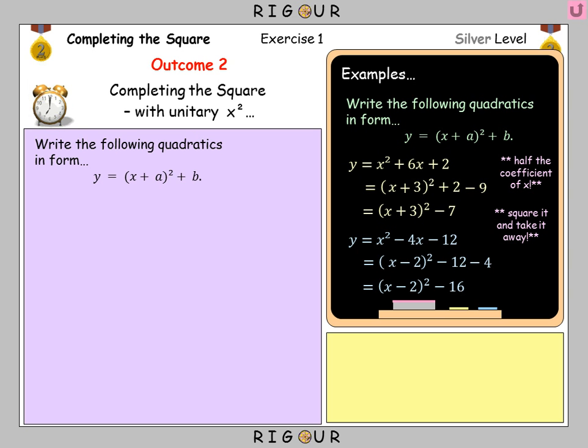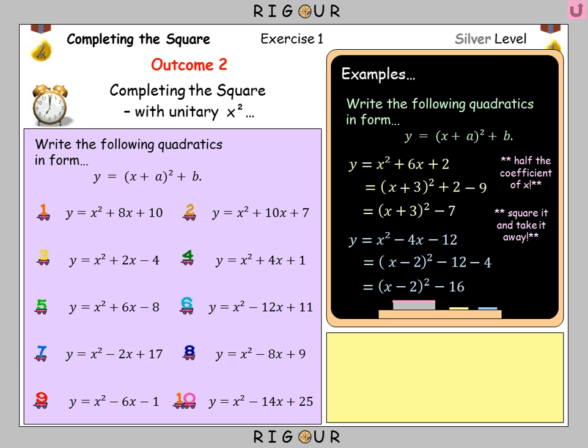Okay, so write the following in completing the square form, and if you're working on these at home, pause the video now. Okay, you've unpaused the video, let's go over some answers.